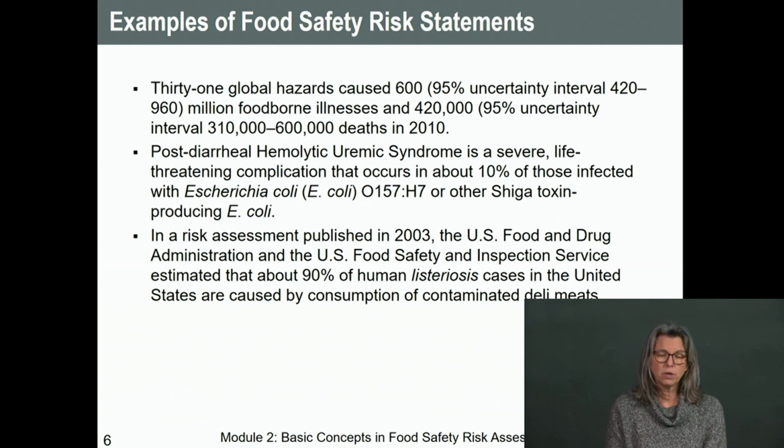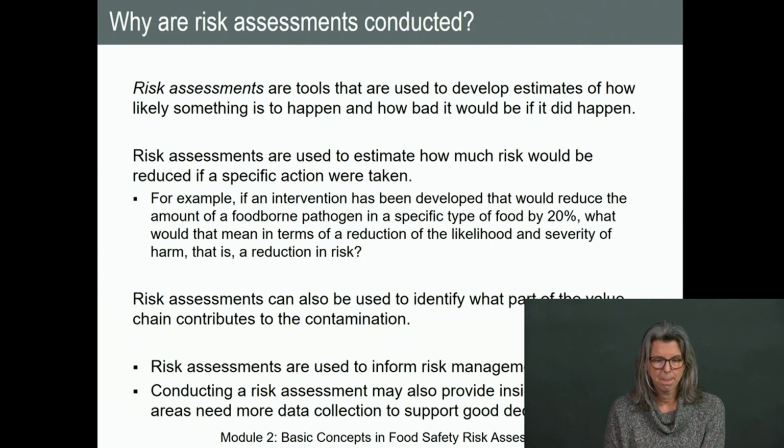So these are all very good risk statements in the food safety realm, and you can see they can have different kinds of scope and scale. Some of them are just specific foods, some of them are specific pathogens, some of them are much broader. So when you're doing a risk assessment, you need to think about what's the scope and scale of the risk assessment that you're working on. And these are all good examples to refer back to.